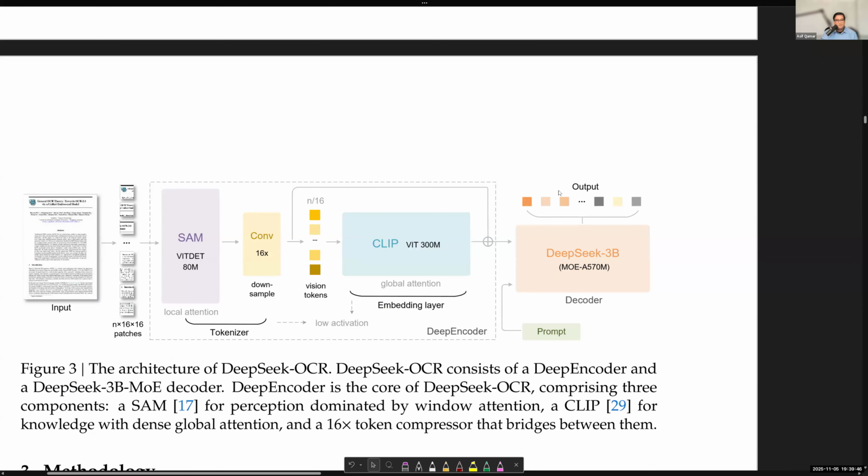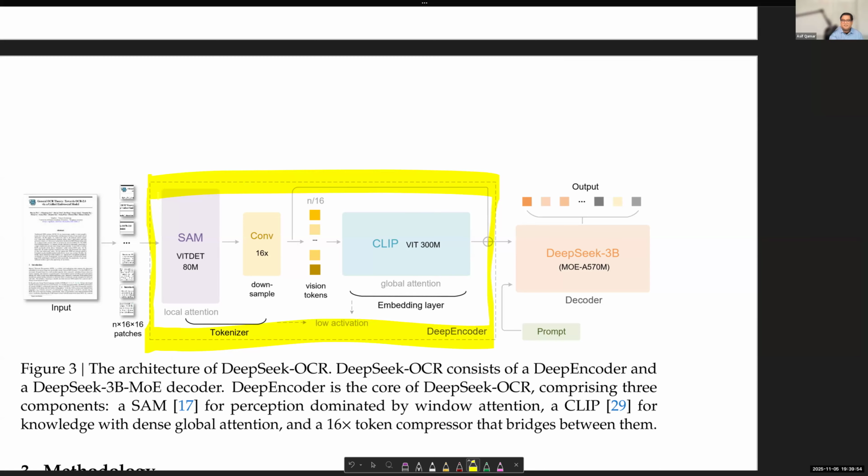But now, let's look at something like this. What is their contribution? Their main contribution is this, and I'll just highlight this box. This is their main thing, the architecture. The rest of it, like the decoder, DeepSeek, a 3 billion parameter large language model that they use, those are straightforward. I mean, in the sense that they get away with a very small language model.